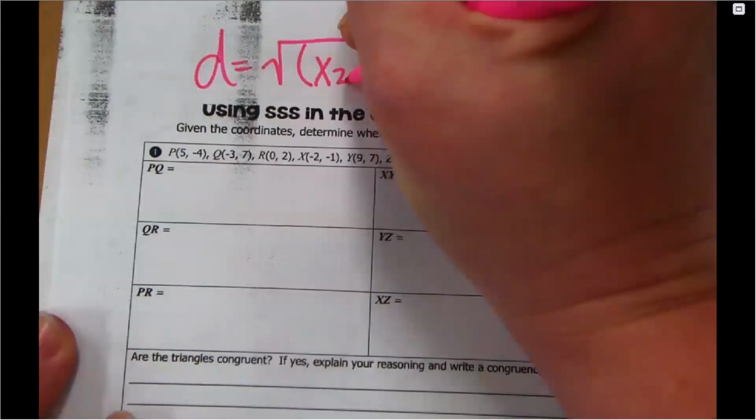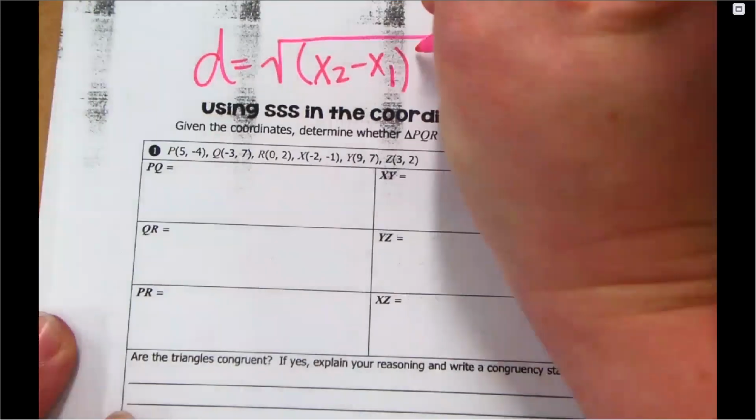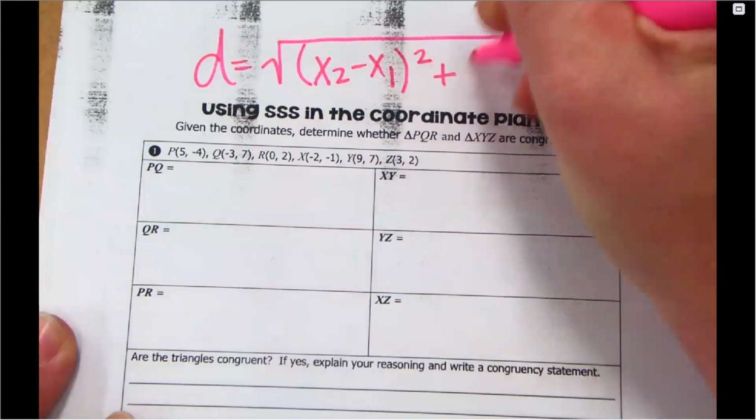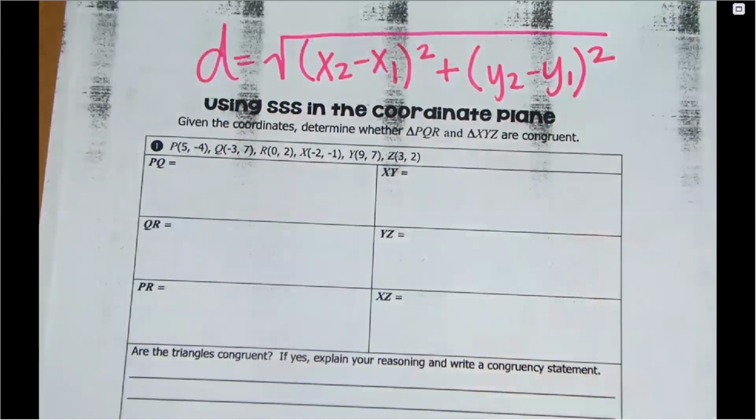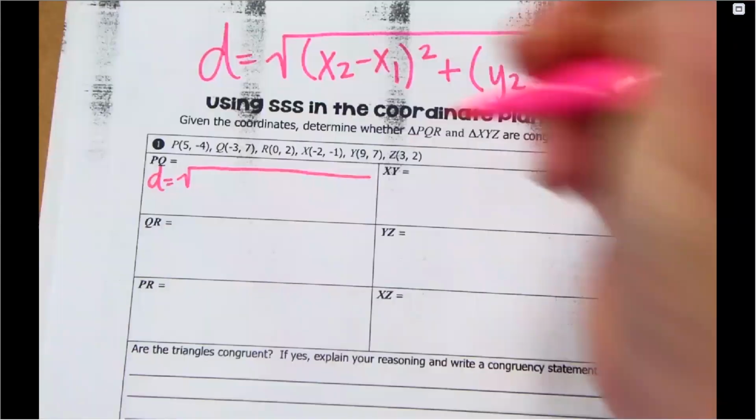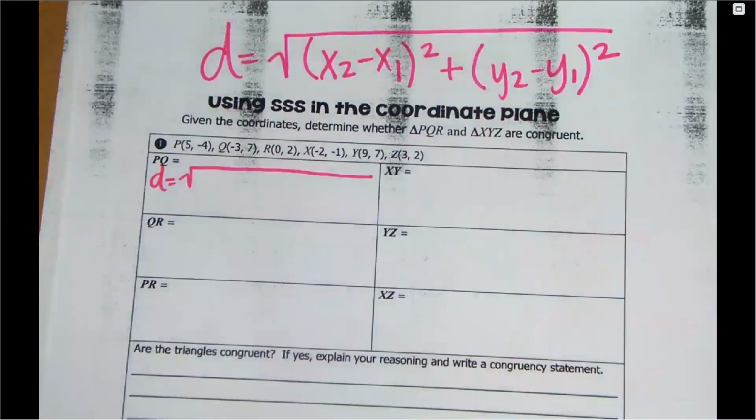The distance formula is the square root of x2 minus x1 squared plus y2 minus y1 squared. If you don't know that, write that down. You have to have that memorized for tomorrow's quiz. I'm not giving that to you. You're not going to have that on your notes. You need to have that memorized. So we deal with PQ. We find the distance of PQ. This will be on your quiz tomorrow.